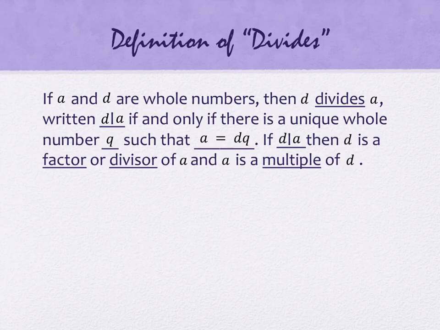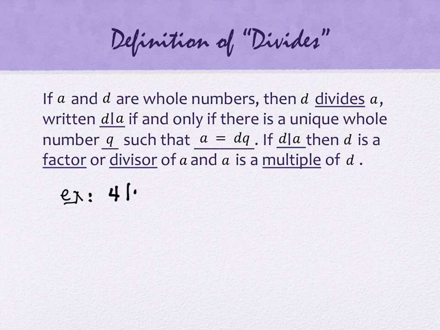If D divides A, then D is a factor or divisor of A, and A is a multiple of D. So fill in those blanks, and I'm going to give you an example and use that same verbal description with some numbers.